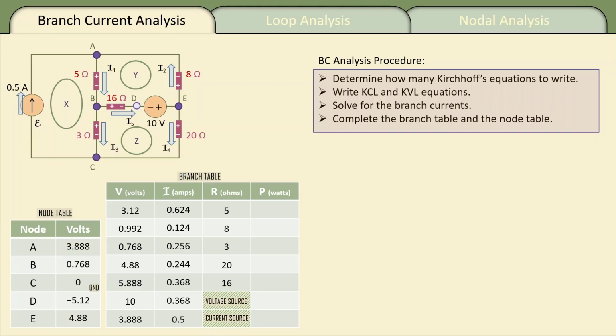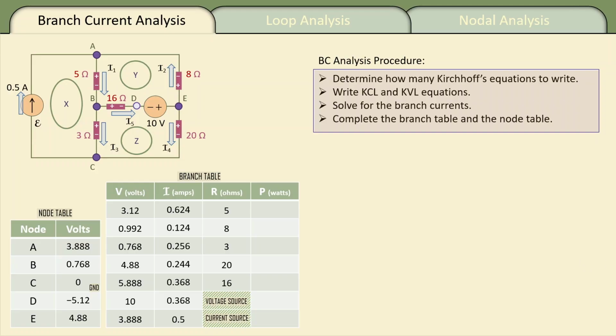So at this point, I'll complete the node table, choose a ground, and a ground is simply a node that you are calling 0 volts. It's a reference. So here I'm choosing node C. Any of the 5 nodes could be ground, so that's 0 volts.